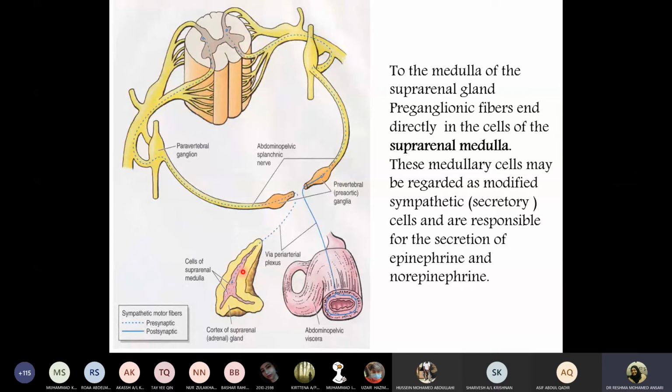Number 4, it will directly take a pathway. There is no synapsing anywhere. Automatically from the thoracolumbar outflow, it goes to the suprarenal medulla. This is very important because we have to act very fast for epinephrine and norepinephrine secretion. So for the immediate stimulus, this is the 4th type.